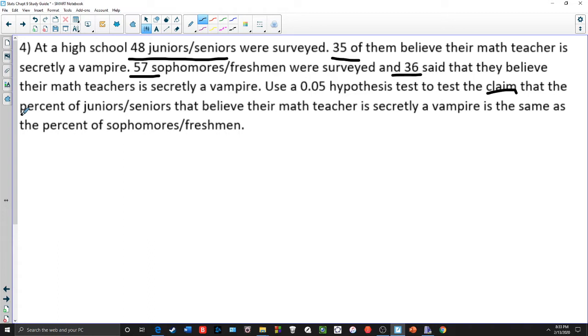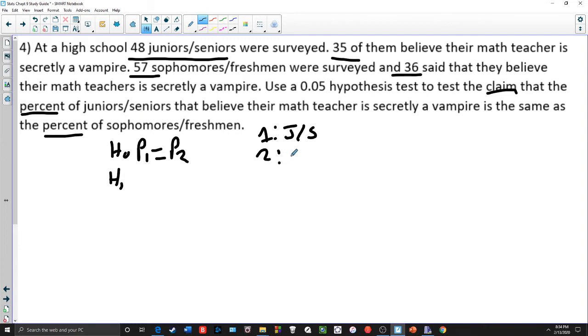So we're testing a claim about a percent. We heard that word twice, percent. So that's going to mean that we're going to do a 2-prop z-test, because percents deal with z's. Z's how you get the test for percentage values. So before we do that, let's make sure to write down my hypotheses. If we're doing percents, that means we're using p as a variable instead of mu. So p1 is equal to p2. And once again, it's always helpful to identify what 1 and 2 is. So 1 we'll say is juniors and seniors, and then 2 would be freshmen and sophomores.